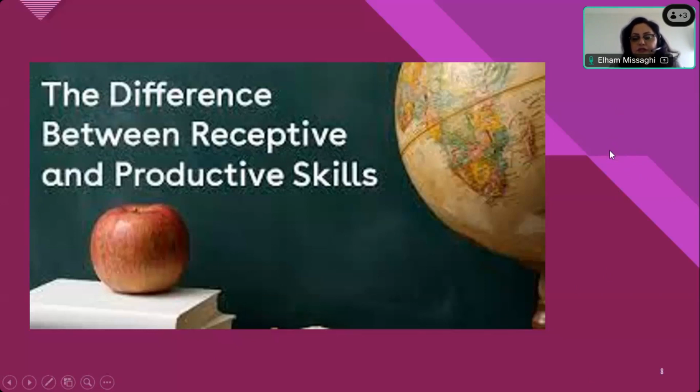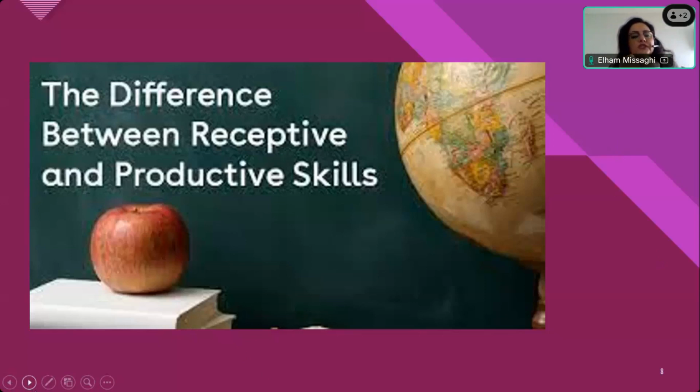Of course. Receptive skills are those skills which you use when you perceive information, like listening and reading. And productive skills is when you give the information. So you can do it in writing, then it is writing, or you can do it orally, then those are speaking skills. Bravo. So receptive, you receive the knowledge. Productive, you produce the knowledge.